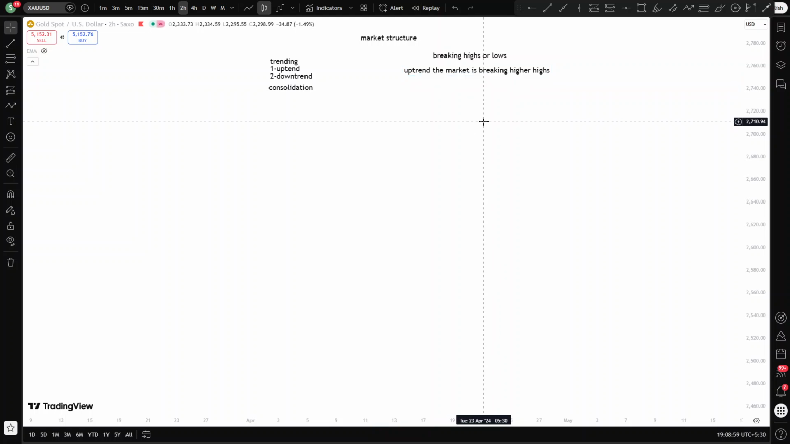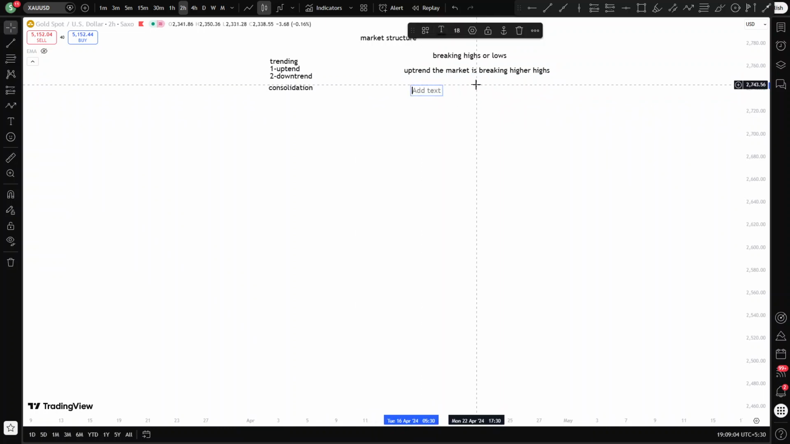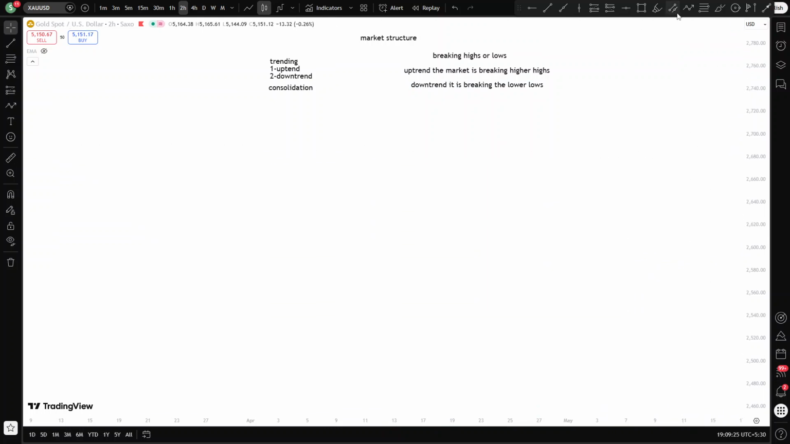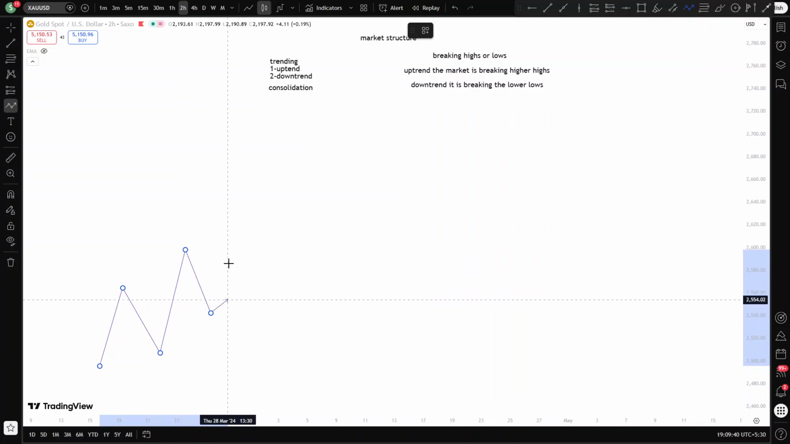And when the market is in the downtrend, it is doing the opposite. When the market is in the downtrend, it is breaking the lower lows. Okay, it is breaking the lower lows. So let me just give you a line structure of the market when it is in an uptrend. It is breaking the higher highs.